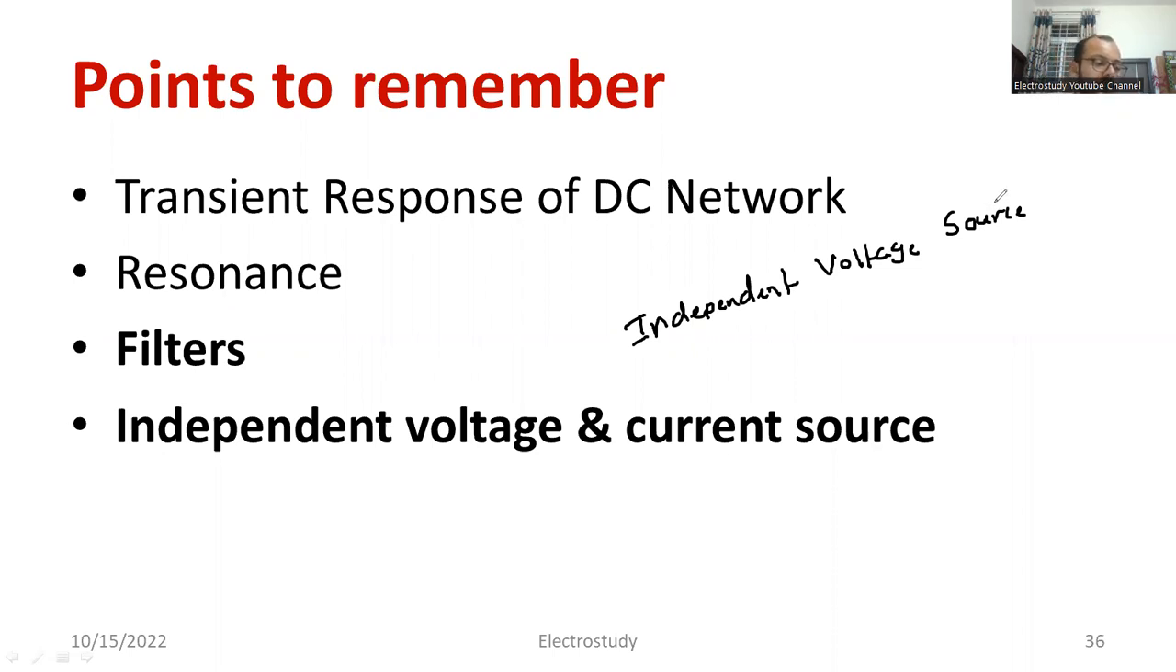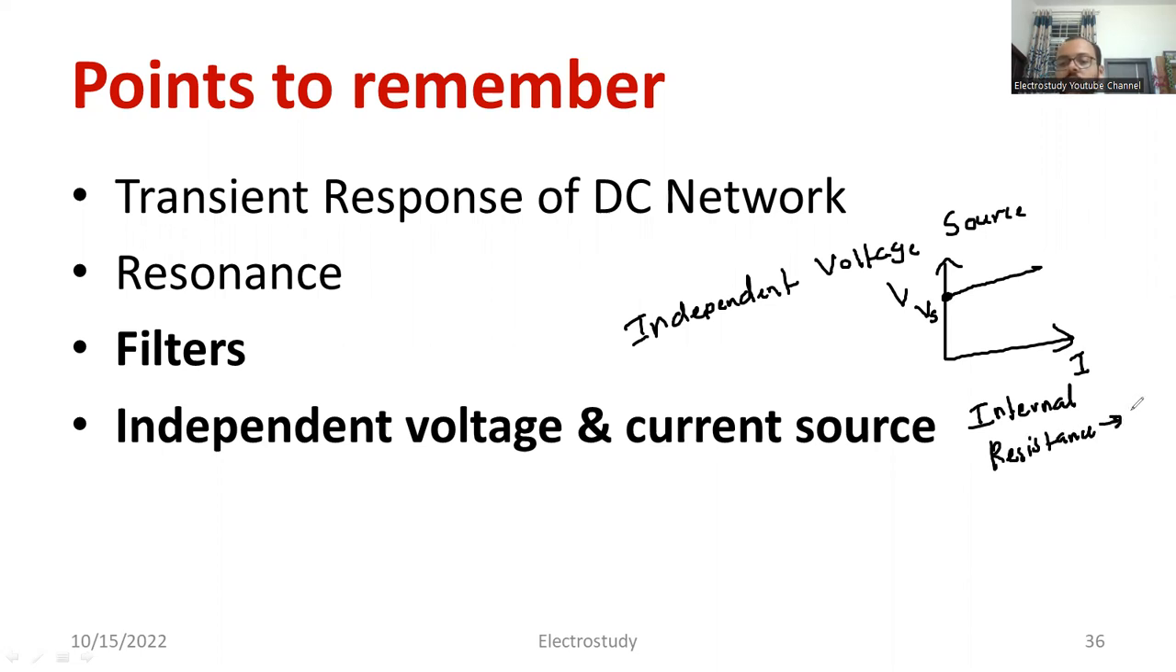Then, if you talk about the characteristics, I'm going to plot the voltage versus current characteristics. Here voltage remains the same. Let me say Vs. This is a constant voltage which is available. Also, the internal resistance of the independent voltage source is equal to 0. So please note down: internal resistance of an independent voltage source equal to 0. This is a very important point. You can expect a direct question in the competitive examination.